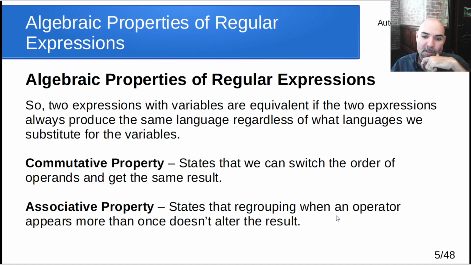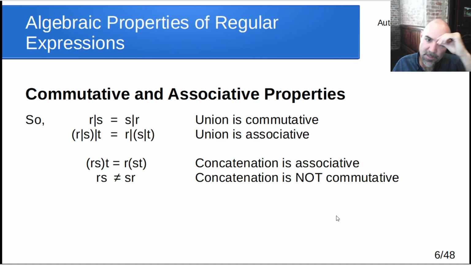The associative property says if we have some operator appearing more than once between a list of things, like A plus B plus C, so here are the three things, here are the operators between them. It doesn't matter what order we group them in; we can do these two first, or we could do these two first, it doesn't really matter. And let's take a look at those with regular expressions. All right, so commutative and associative properties.